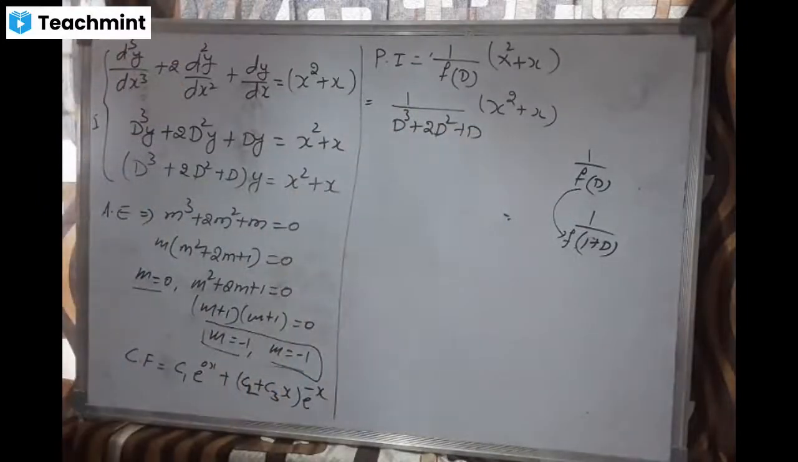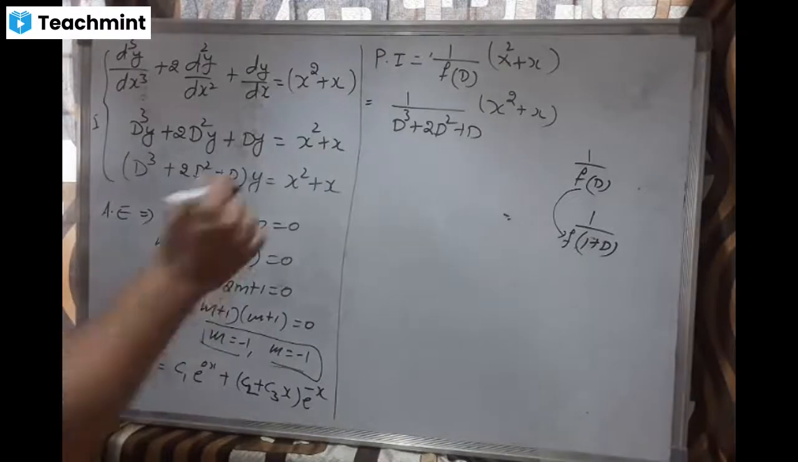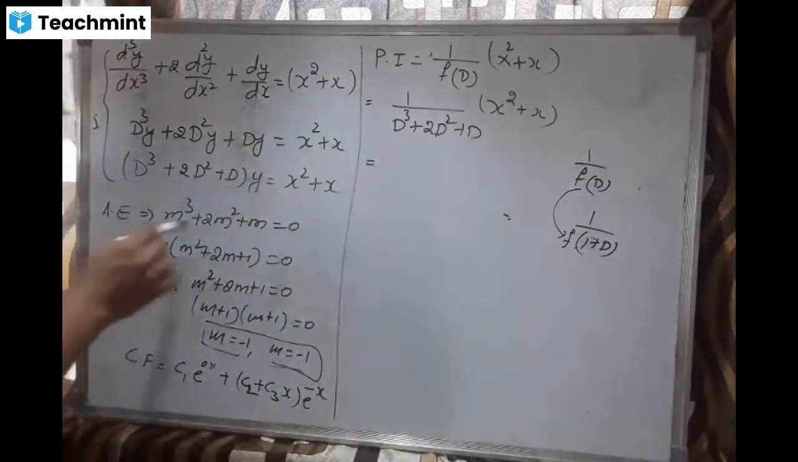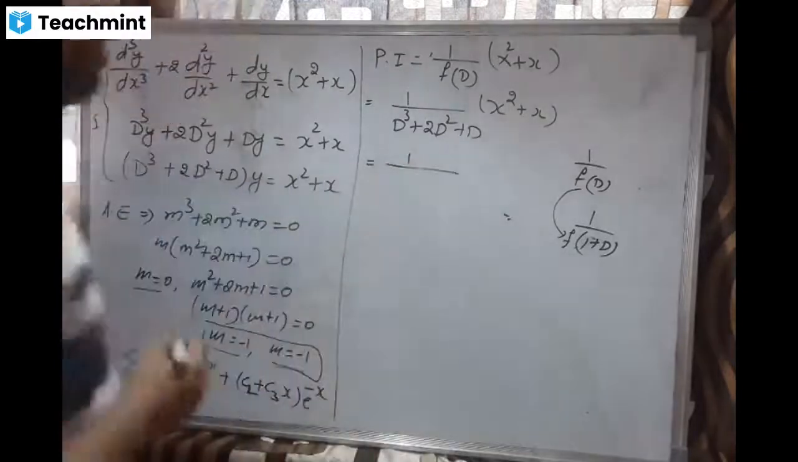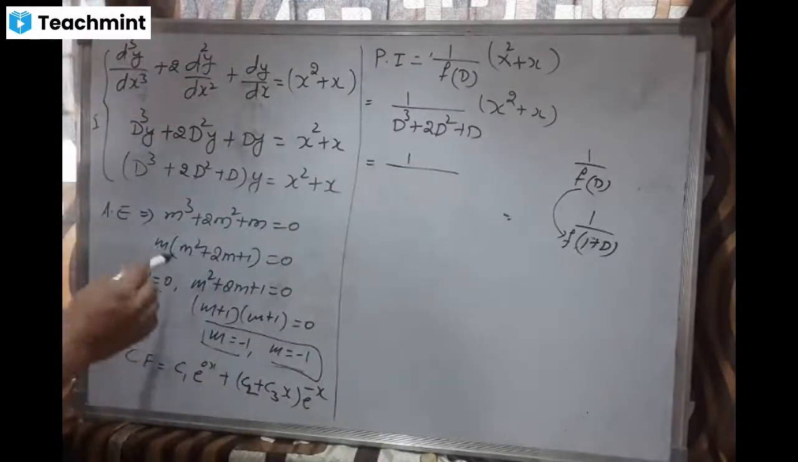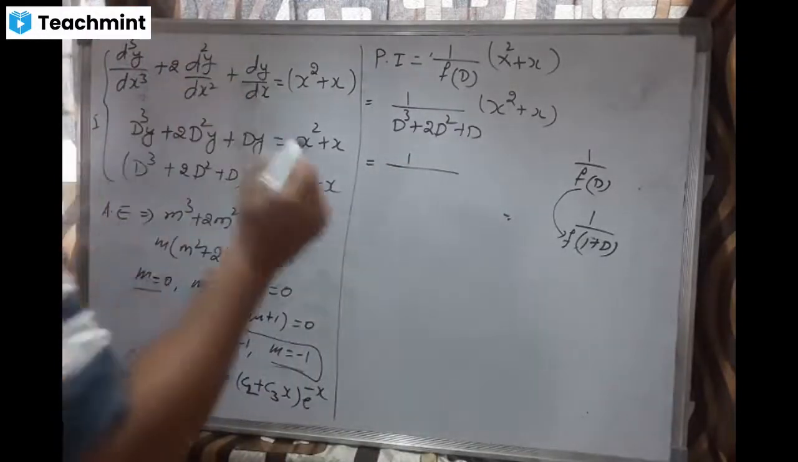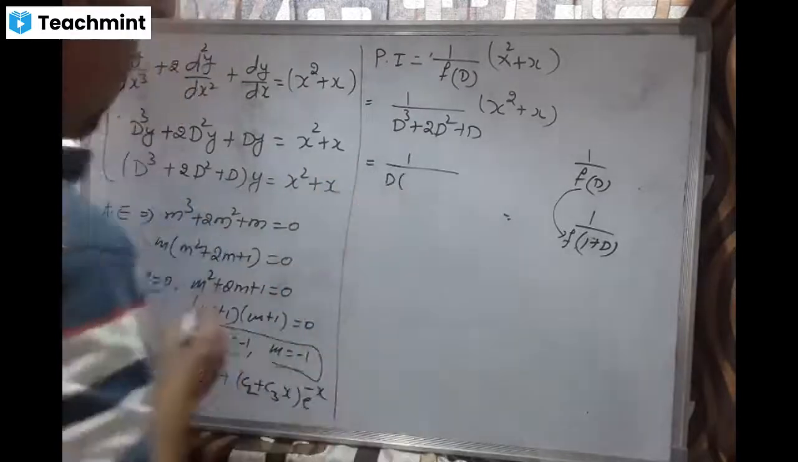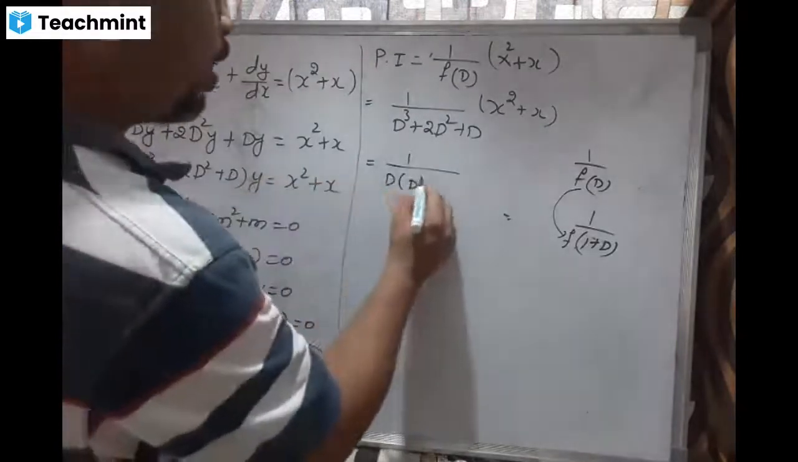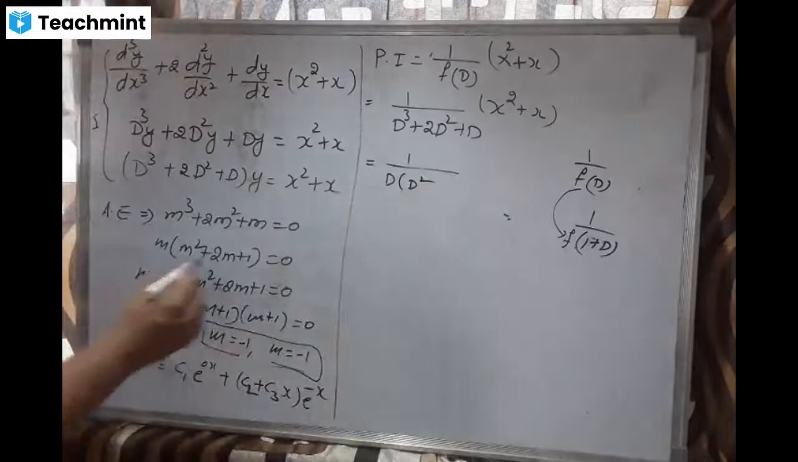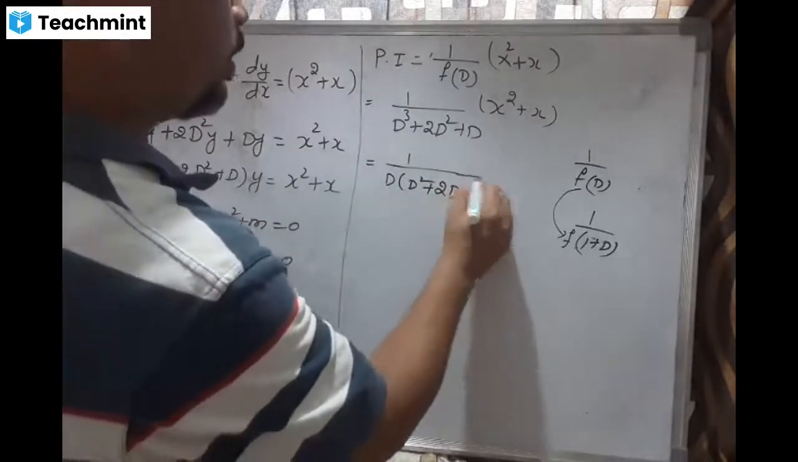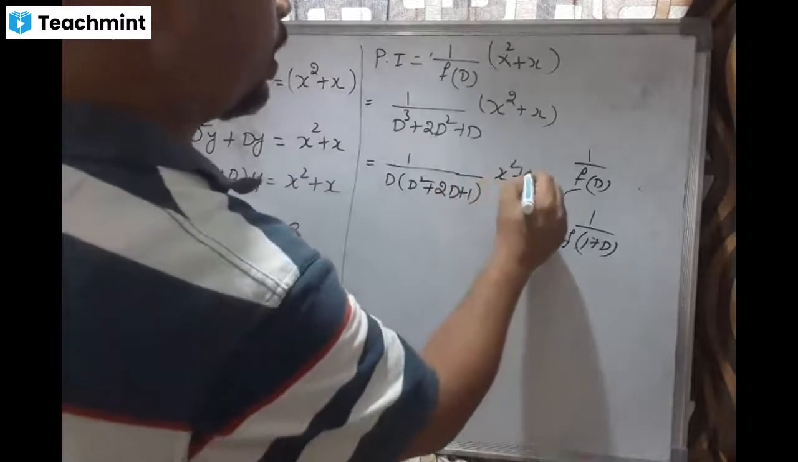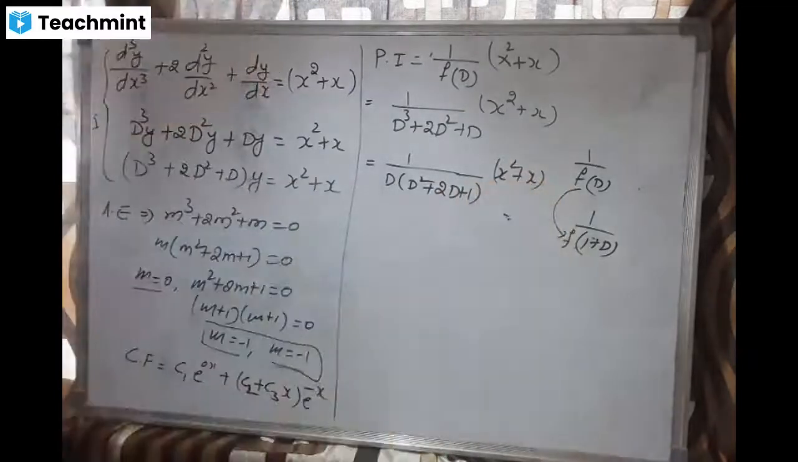Instead of that, I will use my factors. What are the factors here? 1 divided by d. Why am I doing that? Because I always use factors for simplification. d into what? d square plus 2 times d plus 1 I can write, into x square plus x. Right?